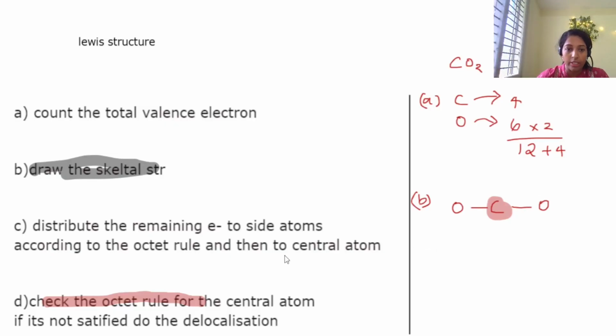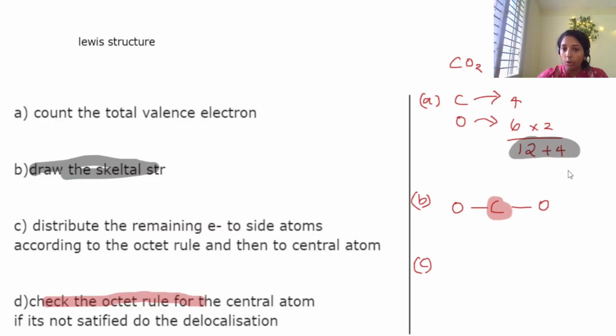So see, then the third rule says to distribute the remaining electrons to the side atoms according to the octet rule and then to the central atom. What does it mean? What do you mean by the remaining electrons? We already found the total valence electrons: 12 plus 4, right? 16 valence electrons are there.